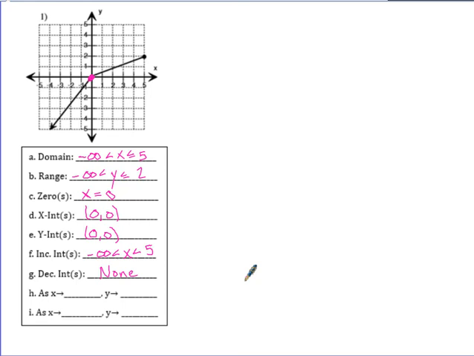Okay, and then this is asking for our end behavior. So as x approaches infinity, as we go to the right, y approaches. We're going to say that end behavior does not exist because our graph stops at a point. As x approaches negative infinity, as I go to the left, this graph is going to keep going down. So y is going to approach negative infinity, because they're going down as I go to the left.